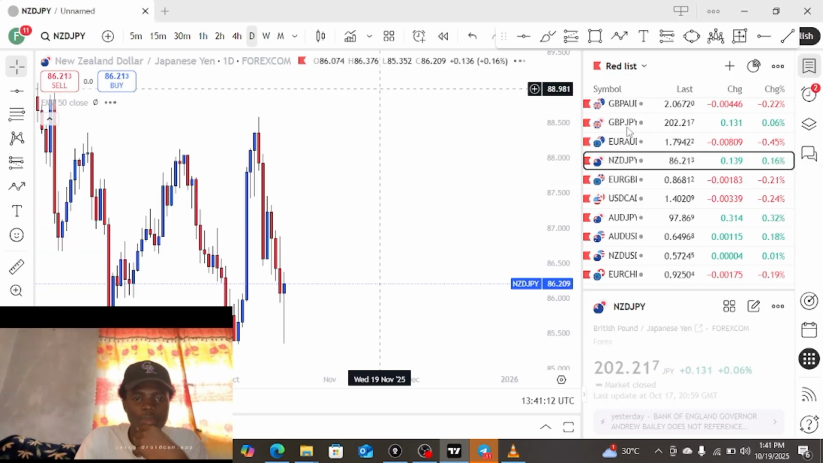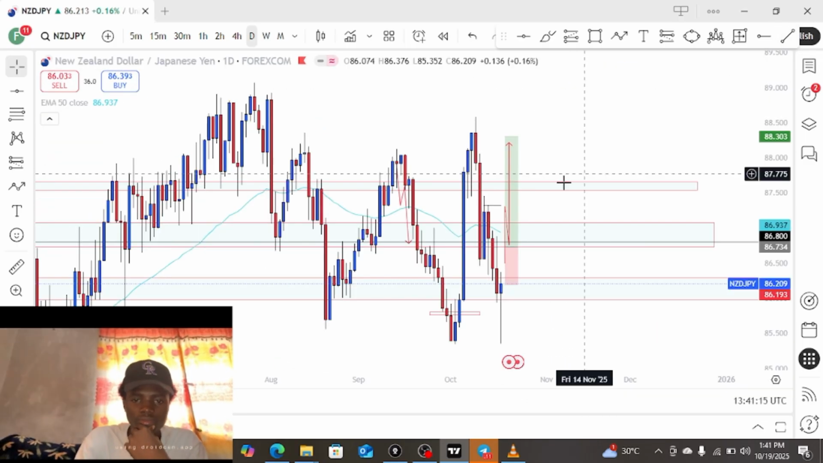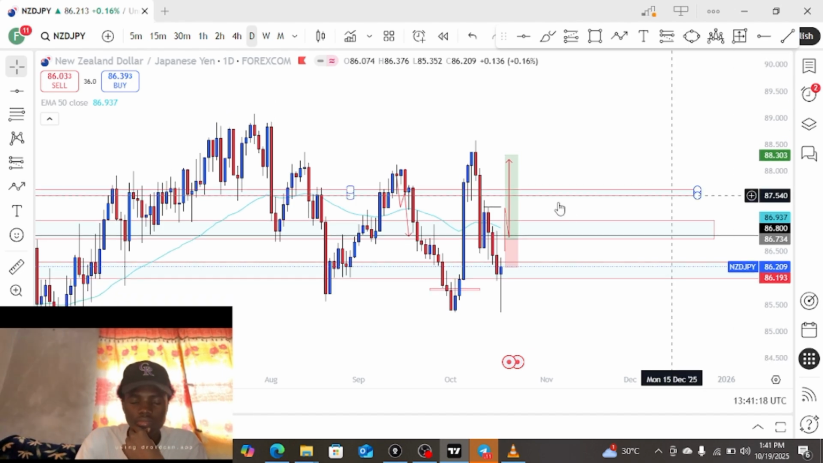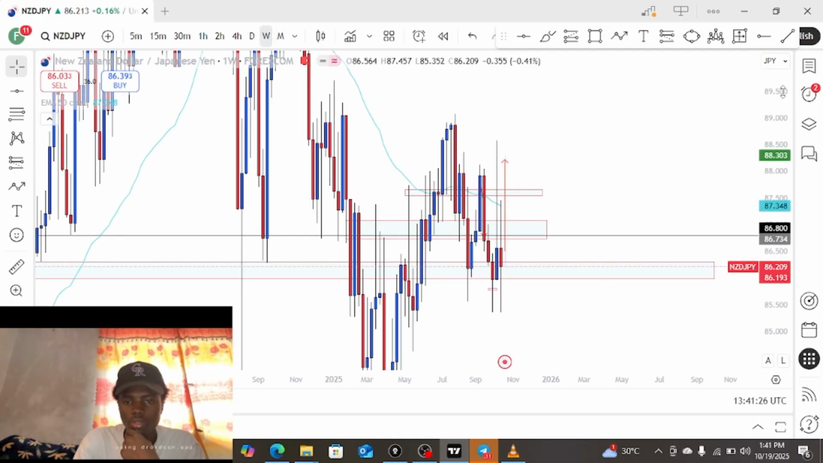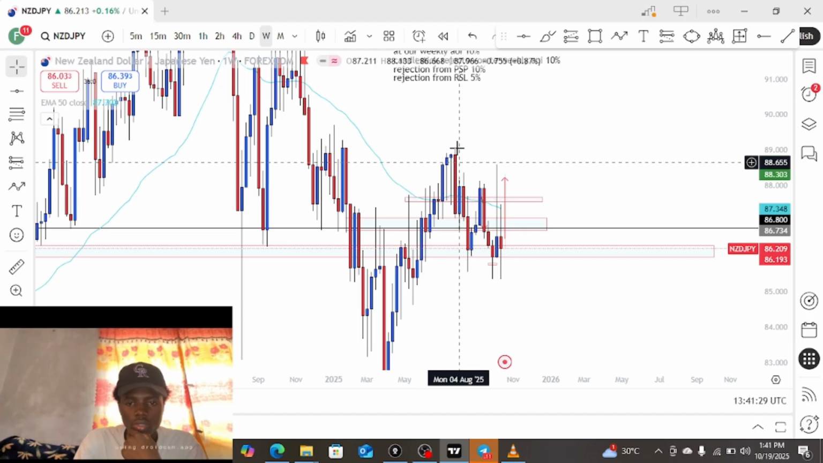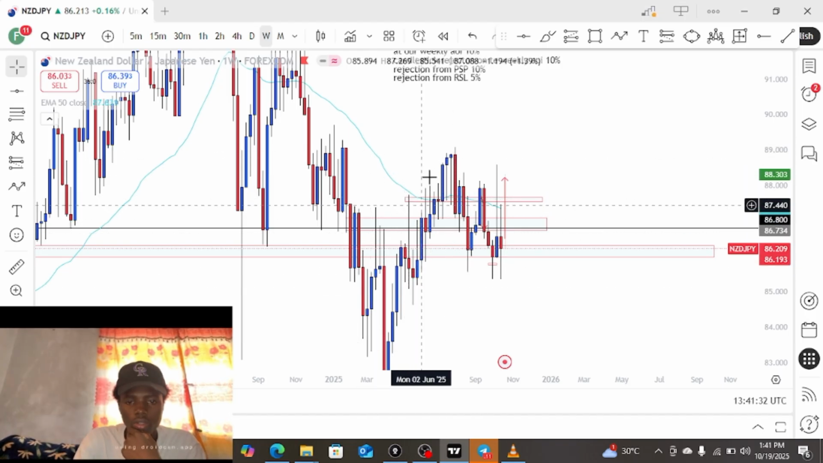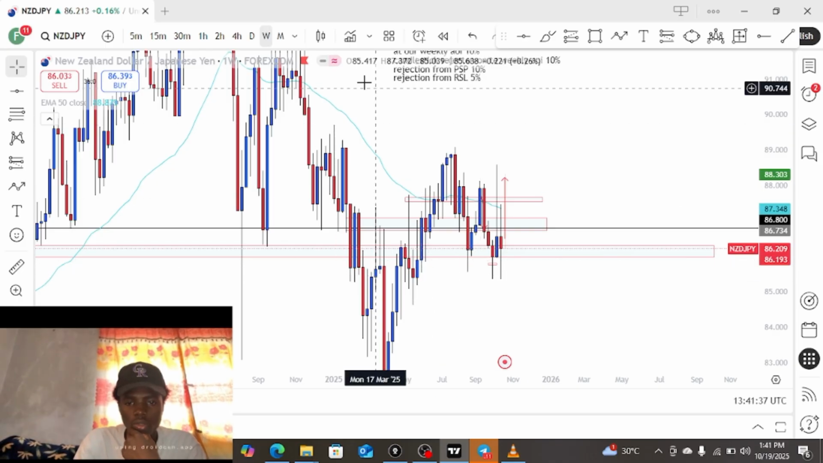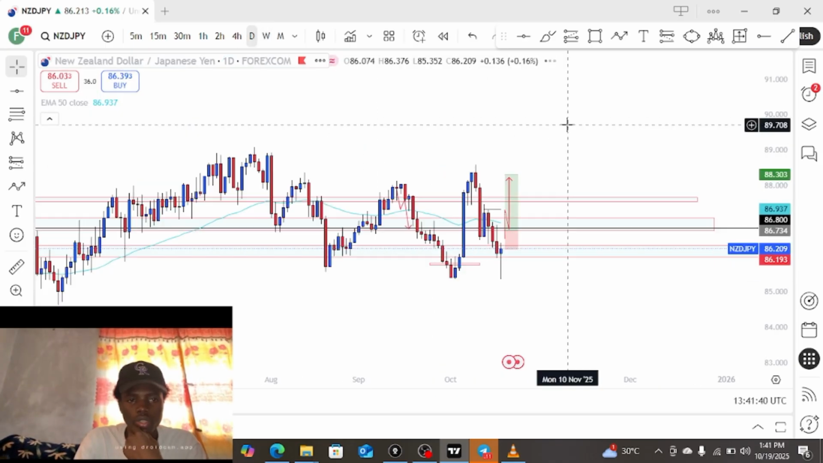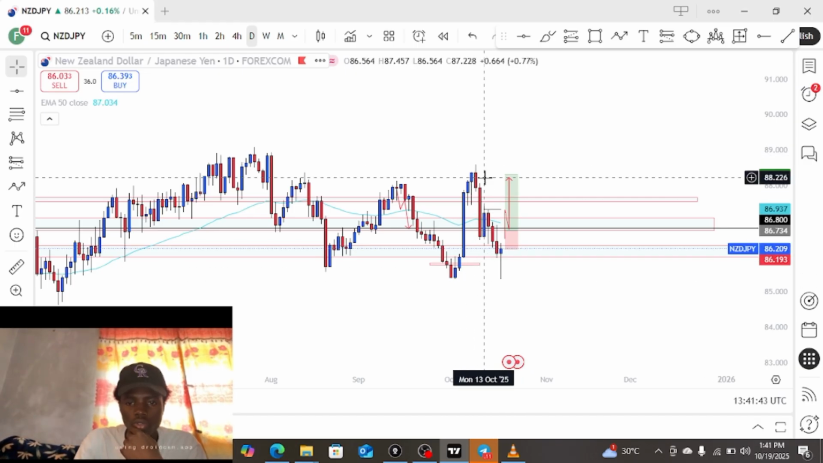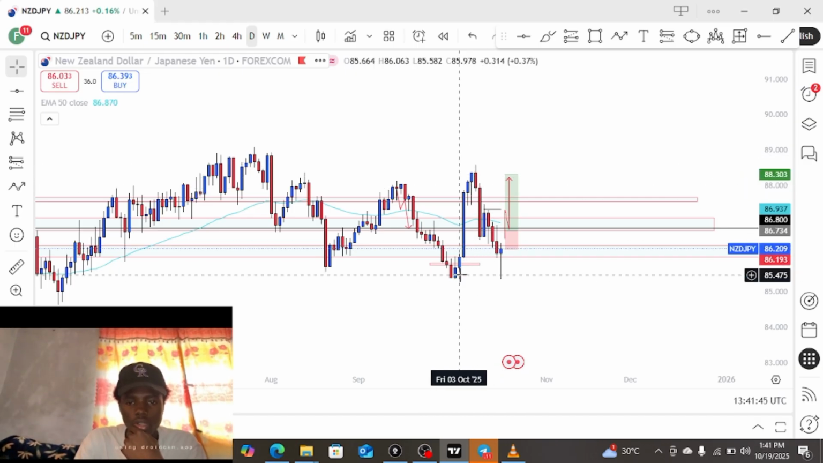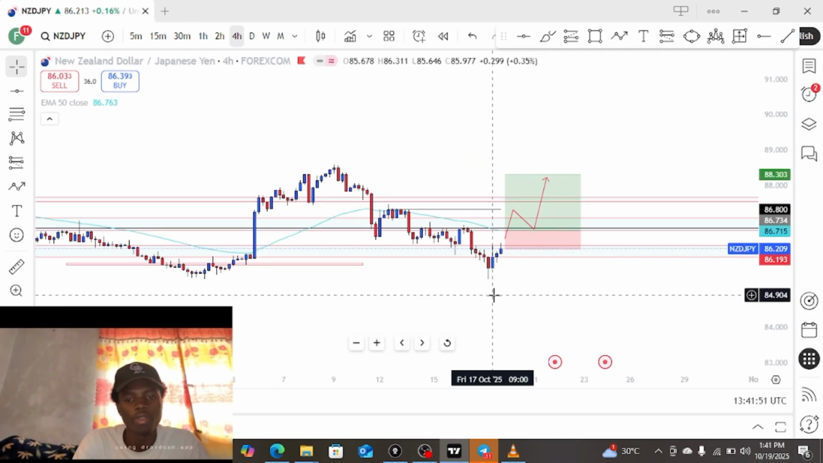Let's go to the NZD JPY next. Okay, NZD JPY, the weekly is what? Higher high. Higher high, higher low. Giving us bullish. The weekly is bullish. Daily is also bullish. Higher high, higher low. The 4-hour is bearish. I tell you, yeah, the 4-hour is bearish.